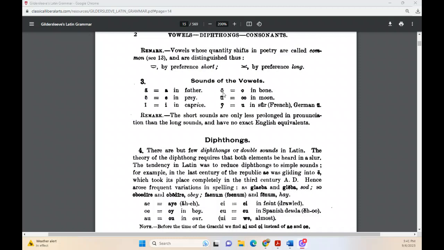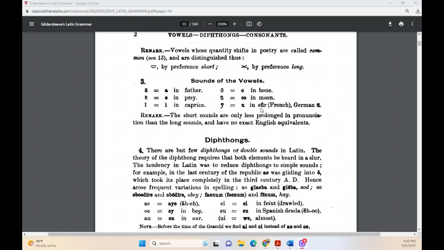Next we have the O, a long O. It's like O in bone, O, long O. Next we have oo. It's like oo in moon, oo. And then finally we have the upsilon, and you can see that they write a note here.